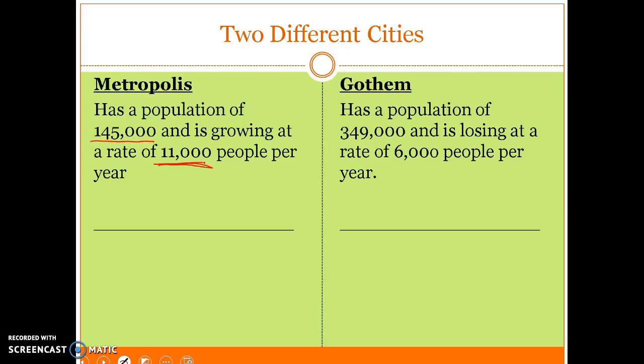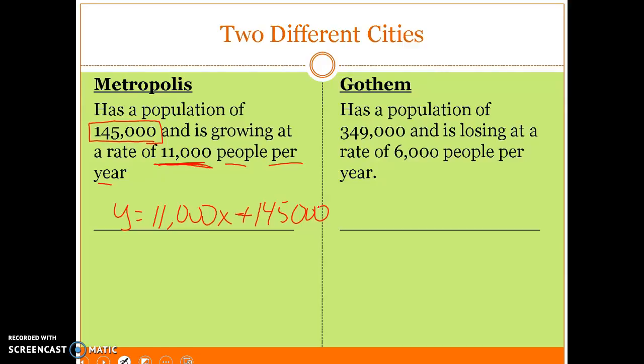So we want to write an equation for the population of Metropolis. This is 11,000 people per year. That's our slope. That's how it's changing. And it's starting with a population of 145,000. That's our y-intercept. So that goes back to our last chapter on linear equations. And so our equation looks something like this: 11,000 times x, so 11,000 every year, plus it started with 145,000 people.